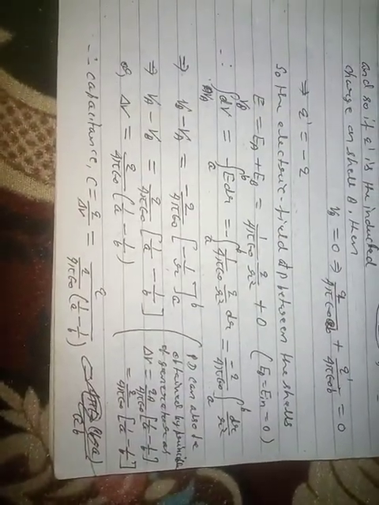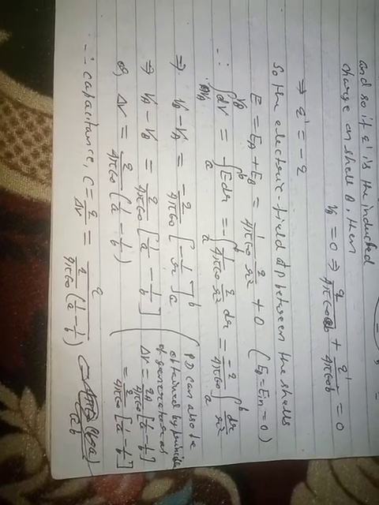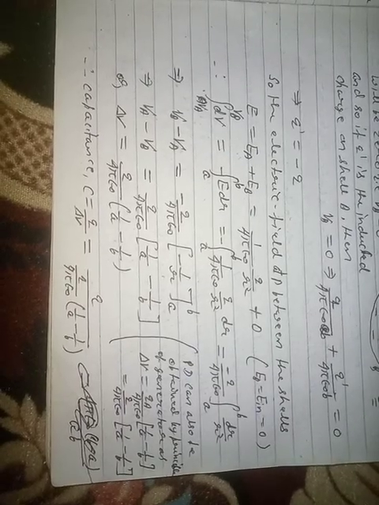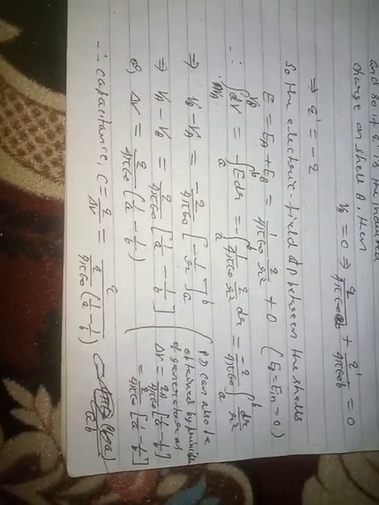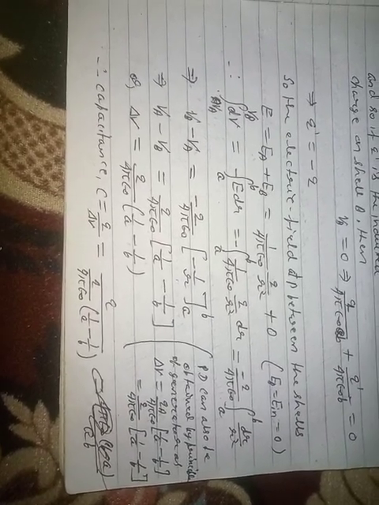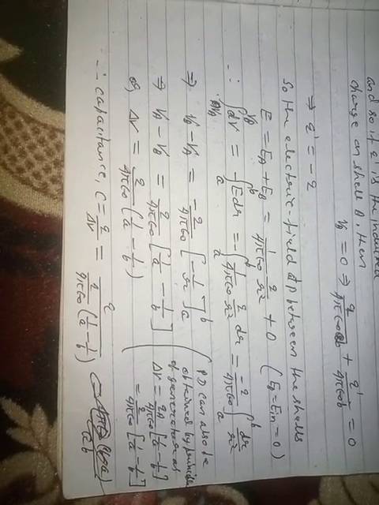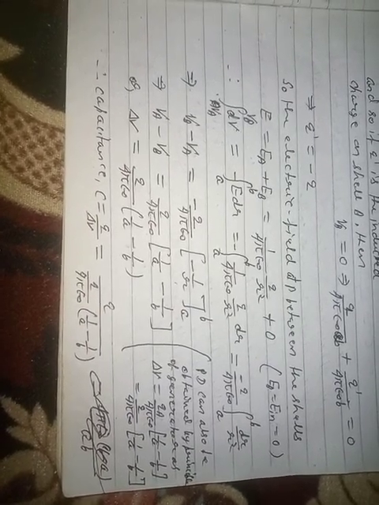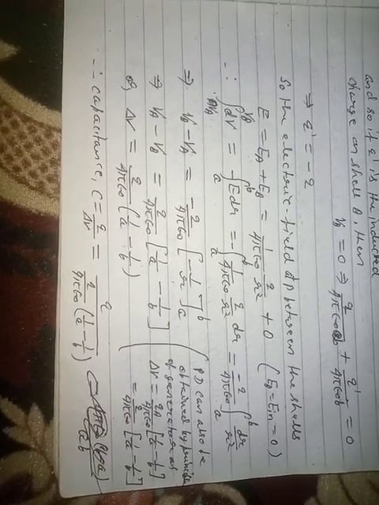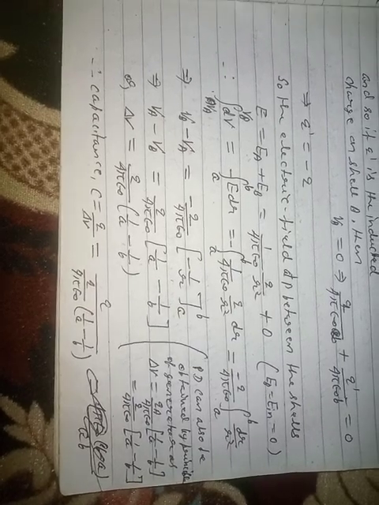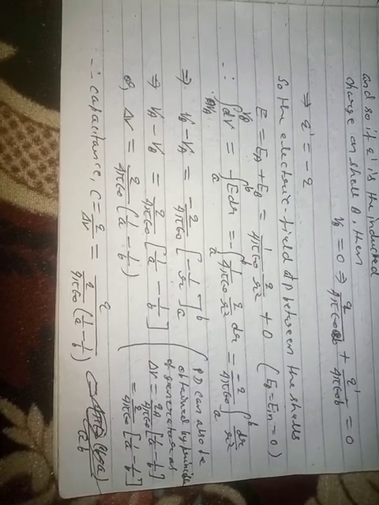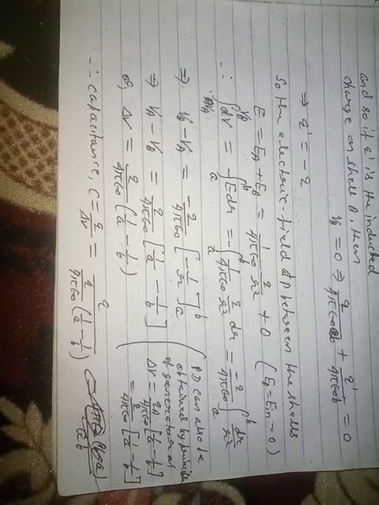This implies VB minus VA equals minus Q by 4 pi epsilon naught to the limit A to B bracket minus 1 by R. This implies VA minus VB equals Q by 4 pi epsilon naught bracket 1 by A minus 1 by B, and delta V equals Q by 4 pi epsilon naught bracket 1 by A minus 1 by B. Hence capacitance C equals Q by delta V, equals Q divided by Q by 4 pi epsilon naught into bracket 1 by A minus 1 by B.